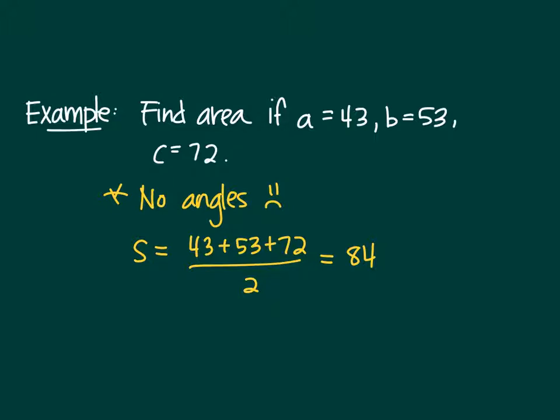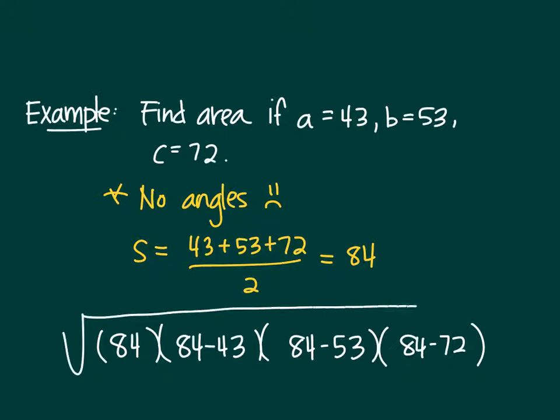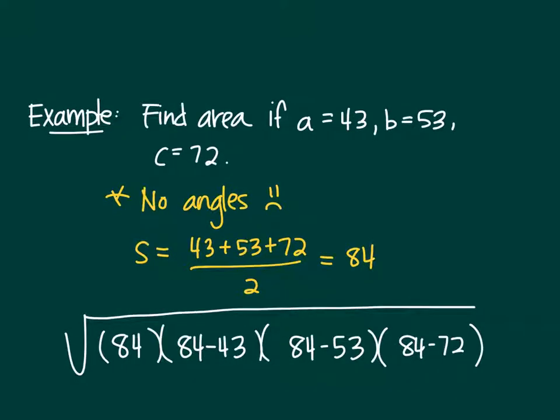Okay, then Heron's formula starts with the number 84. Then comes 84 minus 43, that's the semi-perimeter minus A. And then it's 84 minus 53, that's the semi-perimeter minus B. And then 84 minus 72. So you'll figure out each of those things. And then you'll throw a square root over all of it, and that is called the area.